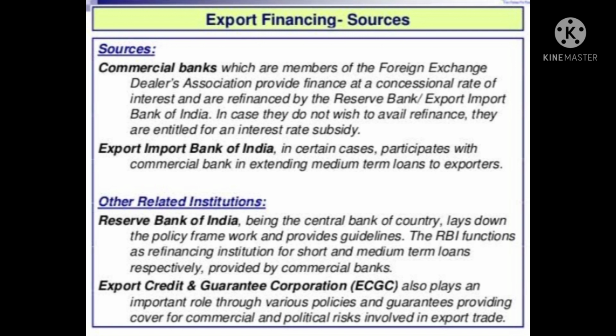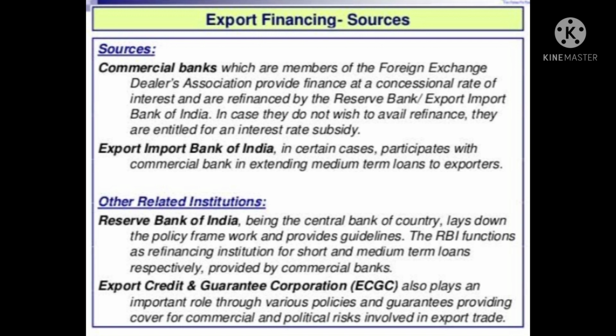Now, how do we obtain the short term, medium term and long term funds for export financing? There are some sources. There are 4 sources: commercial banks, Export Import Bank of India, Reserve Bank of India, and Export Credit and Guarantee Corporation, which is called ECGC. Sources are nothing but the means and ways through which you are going to get the funds for exporting your goods and services. Now, coming to the first one, commercial banks.